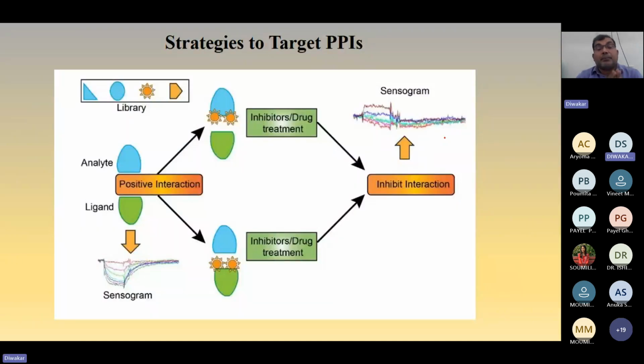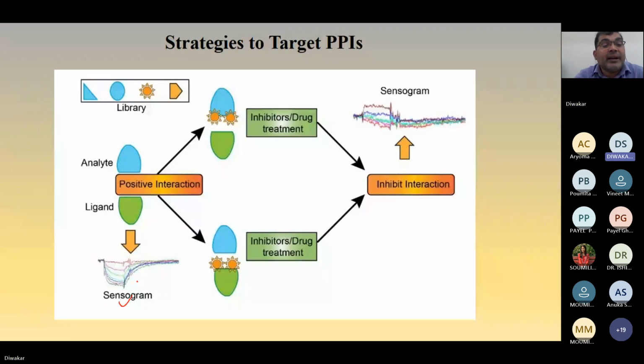Now, a strategy to target the PPI, protein-protein interaction: how the sensogram appears after the inhibition process in the SPR analysis. So this one is a chemical library. We can screen the library for the binding affinity of the molecules, either to the analytes or ligands. If the library molecules are suitable to bind with the analytes or with the ligands, they can minimize the positive interaction between the biomolecules. So in the presence of the protein interactions, the sensogram appears in this form. So these sensograms reflect the positive interaction between the ligands and analytes.